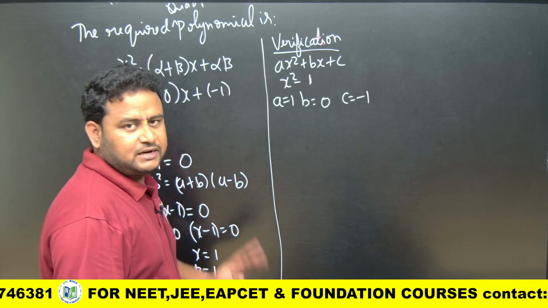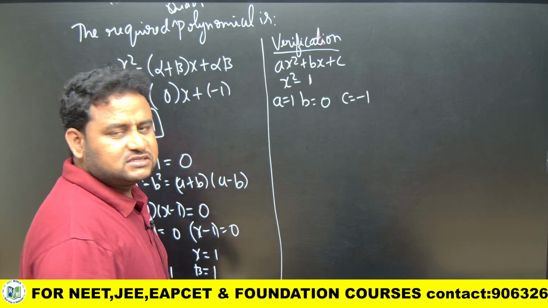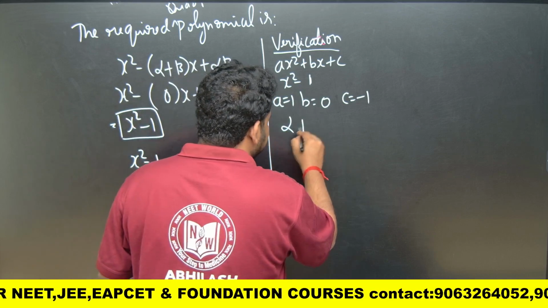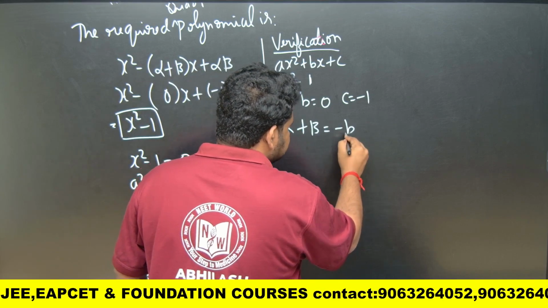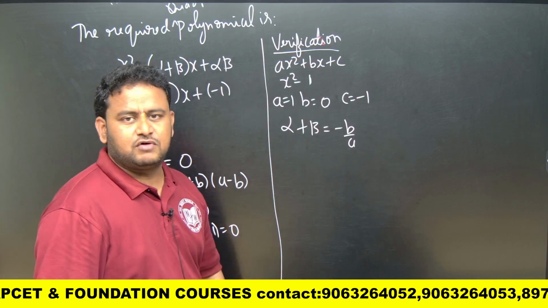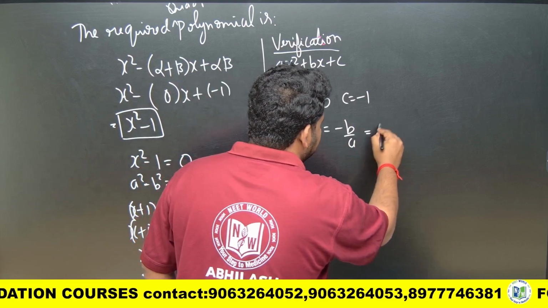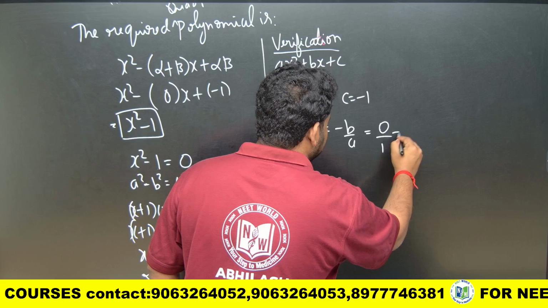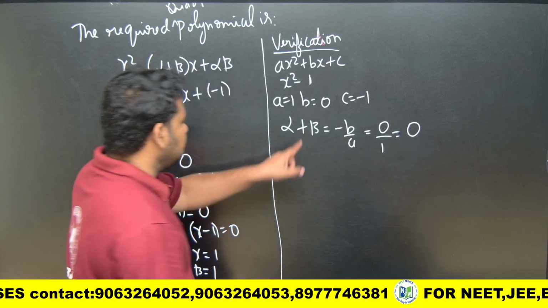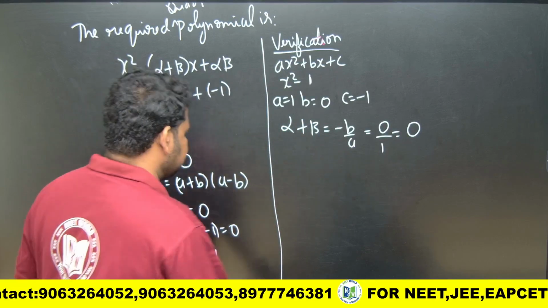C will become equal to minus 1. Now, by the formula method, the sum of the zeros is alpha plus beta, which is equal to minus b by a. Here b is 0 and a is 1, so 0 by 1 is 0 itself. So the sum of the zeros is 0. That is what we got in the question also.